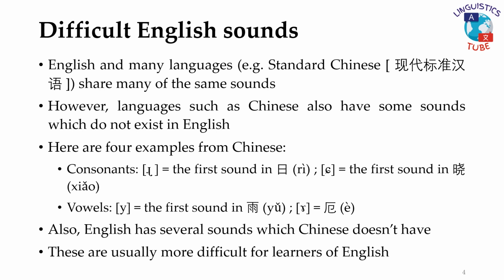For example, two consonants which don't exist in English are the first sound in the Chinese characters 日 and 小. You can see the IPA for these two sounds on the screen. In terms of vowels, for example, the first sound in the Chinese character 语 and the only sound in the Chinese character whose IPA you can see on the screen don't exist in English.